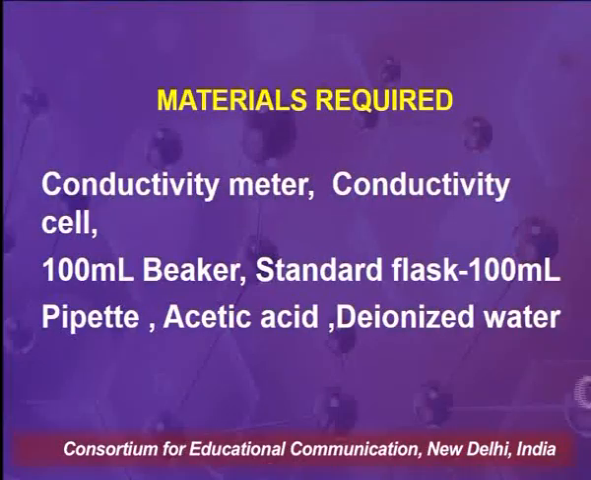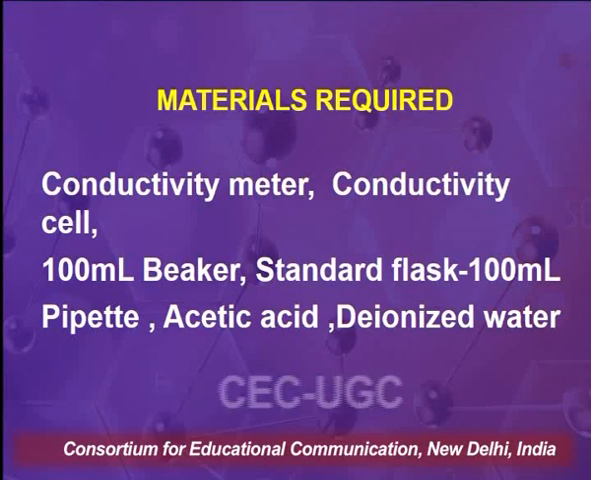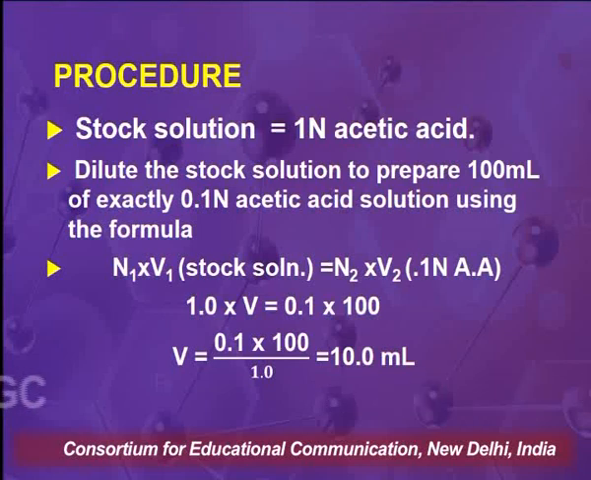The materials required are a conductivity meter, conductivity cell, 100 ml beaker, standard flask, pipette, acetic acid and deionized water. The stock solution used is 1 normal acetic acid solution. Dilute the stock solution to prepare 100 ml of exactly 0.1 normal acetic acid solution using the formula N1V1 = N2V2. The volume of the 1 normal stock solution to be taken comes out to be 10 ml.